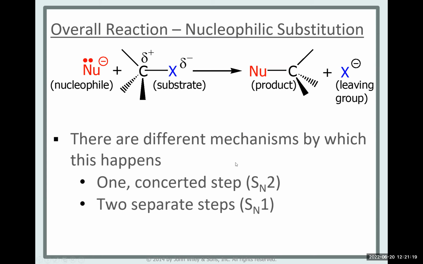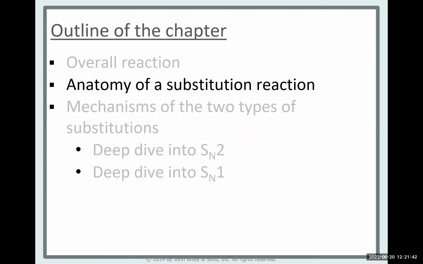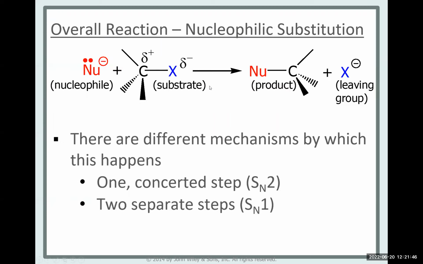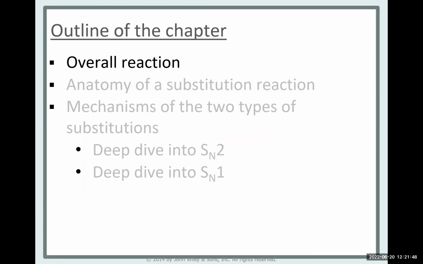There's two separate steps where the leaving group leaves and then the nucleophile comes in and forms a bond. So those are your two options. The two separate steps is called an Sn1 because one molecule is really the deciding factor on how quickly the reaction happens. And we'll talk more about that when we do our deep dives, about why they're named what they are.